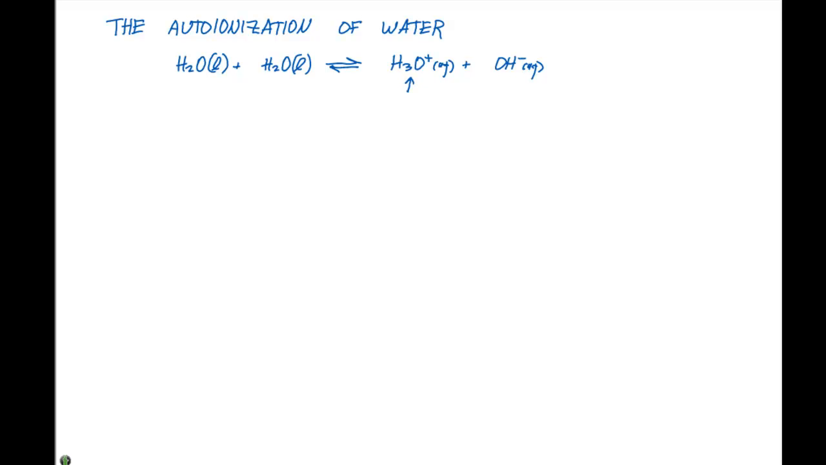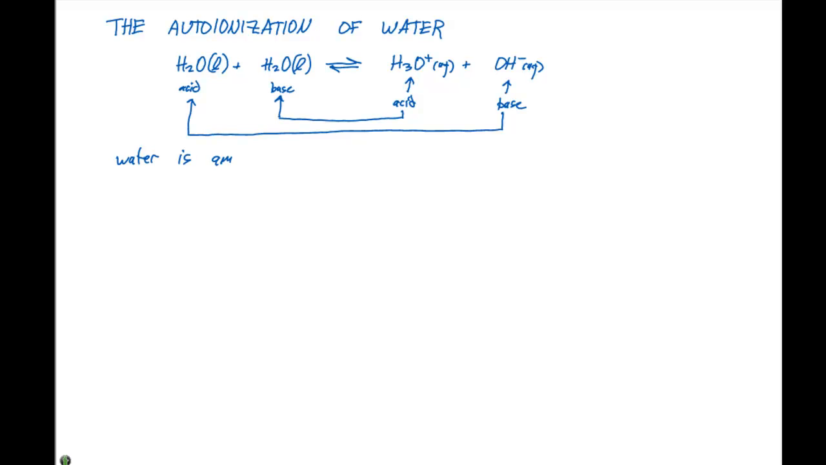For example, H3O+ is an acid, OH- is a base. So that means that we have these conjugate acid-base pairs. If we have an acid here, that means that one of the waters has to be a base, and the other needs to be represented as an acid. Based on this, we can say that water is amphiprotic, meaning that it can act both as an acid and as a base.